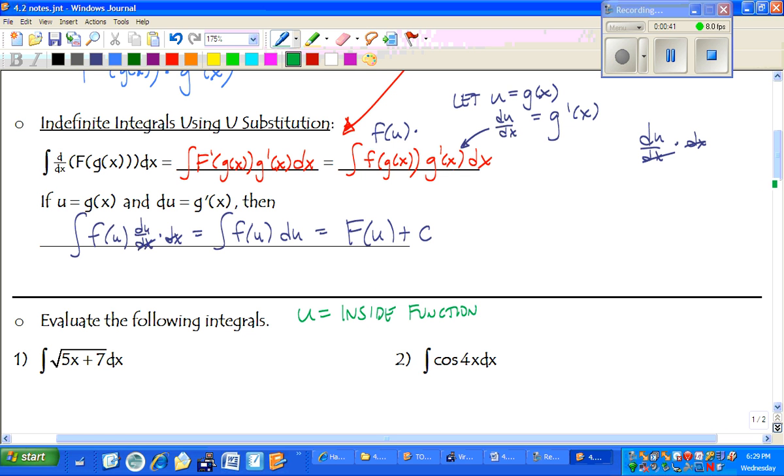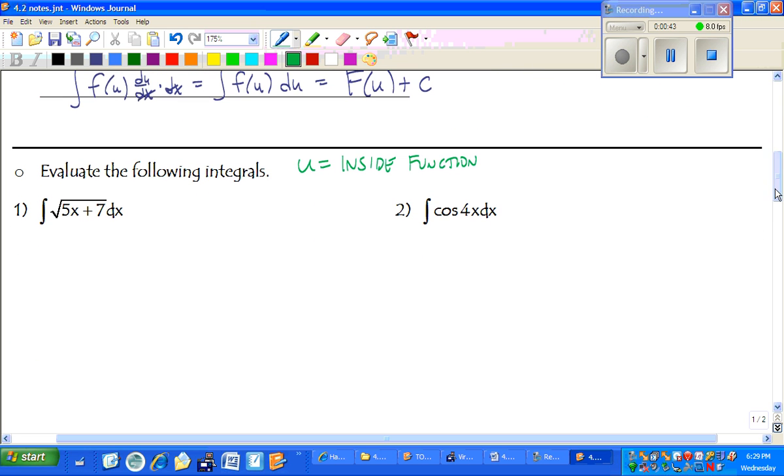Let's look at number 1. We have square root of 5x plus 7. That tells us we've got another function on the inside. Square root is the outside function of 5x plus 7. So our inside function is 5x plus 7, and we're going to end up substituting u in for 5x plus 7.